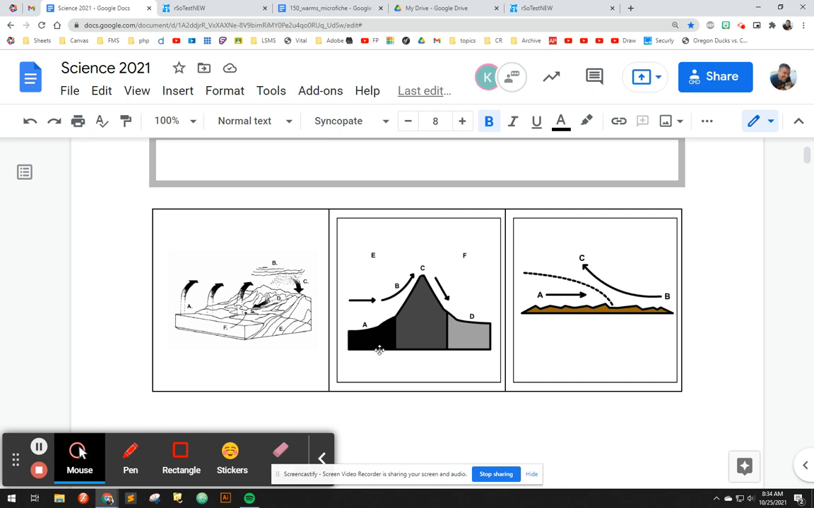All right, so those are the three diagrams that you need to know for this quiz. Good luck.